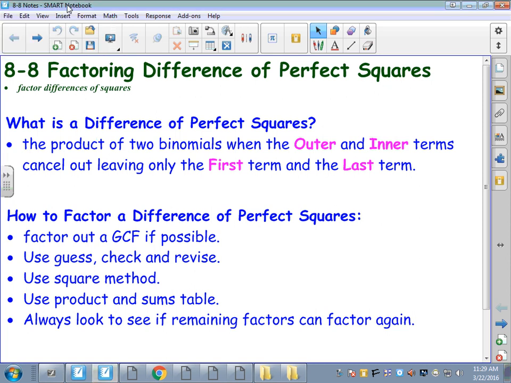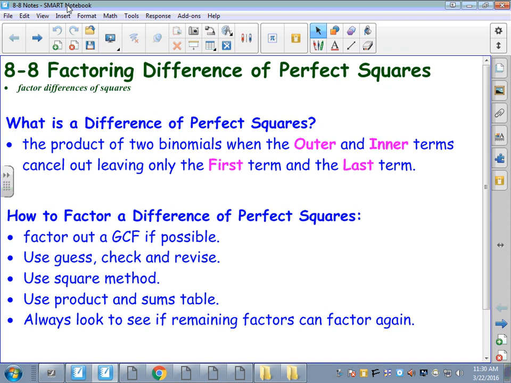These are your 8-8 factoring notes. We're still continuing with factoring. We're going to look at, in the next two sections, a couple special case types of factoring. So we have taken a greatest common factor. You can take a greatest common factor out of any type of polynomial.